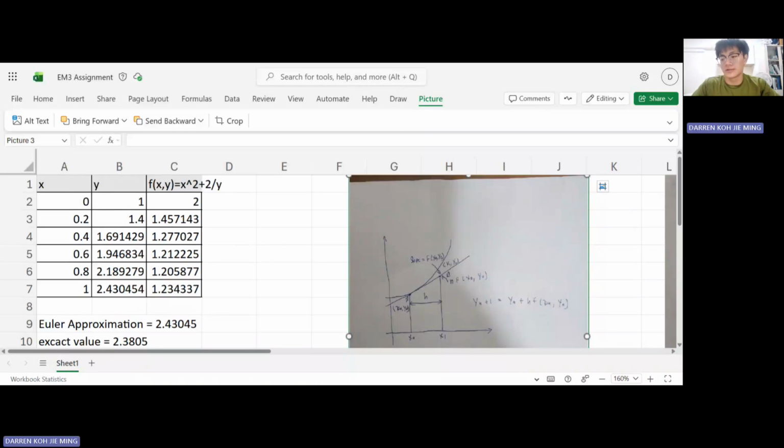After repeating the process until x equals 1, Excel gives the approximate value y equals 2.430454.